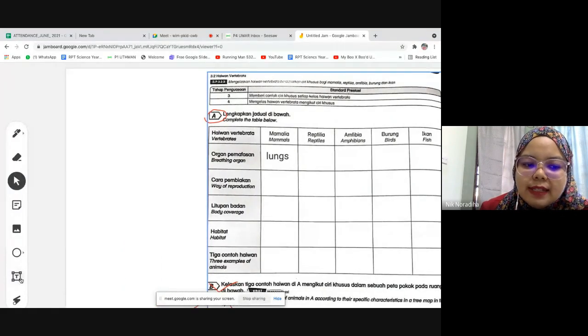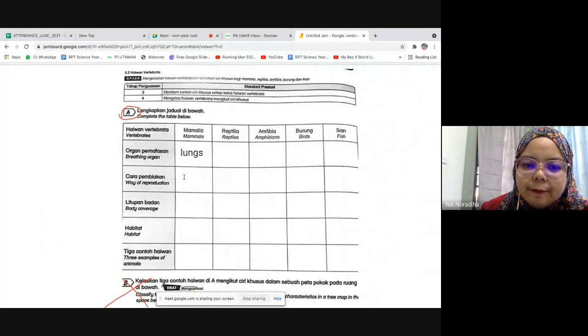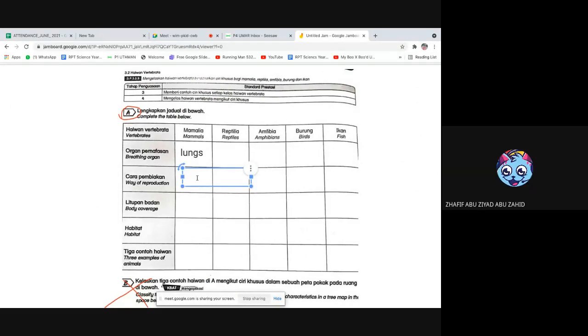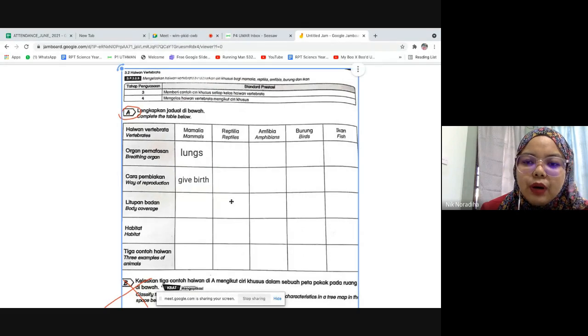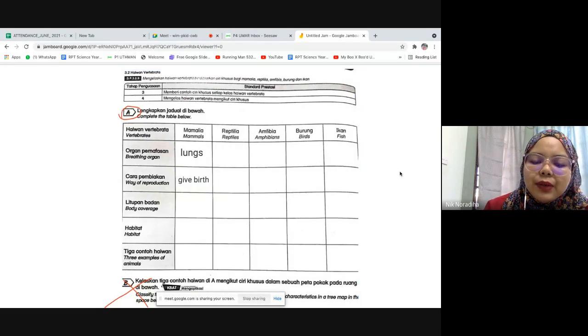Okay, Zafif, can Zafif turn on the microphone? Yes. Okay, what is the way of reproduction for mammals? Give birth. Give birth, correct. Good job. So mammals, they give birth. That's why dolphins, sharks, and also whales, will we classify them as mammals even though they are in water? We didn't classify them as fish. Okay, we classify them as mammals because they give birth, right?